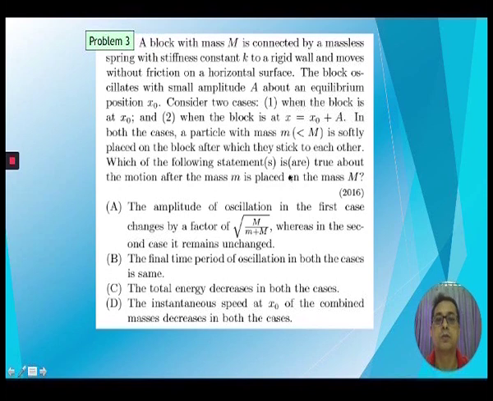Now to solve this problem, you just see the options. What are the things that are needed? You have to look for the amplitude in case 1 and case 2, and the time period, total energy, and the instantaneous speed. Okay, let us do this problem. It's a very simple problem.